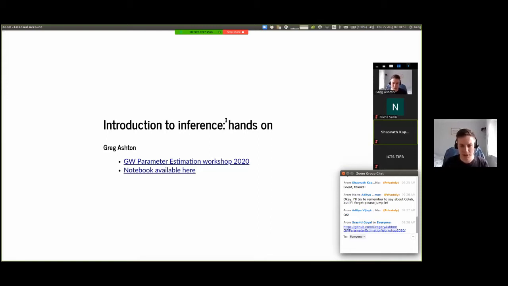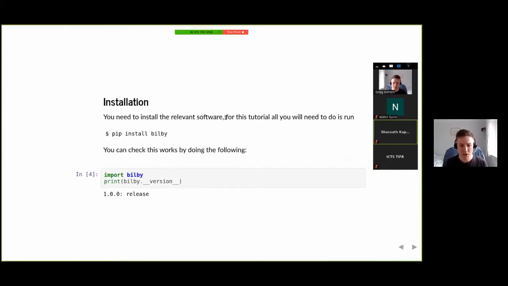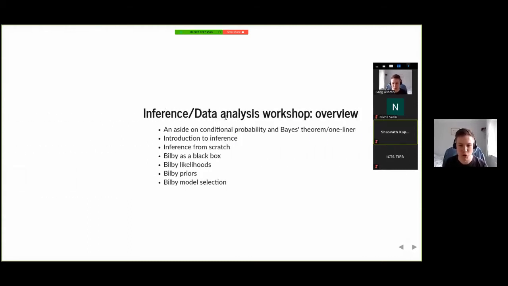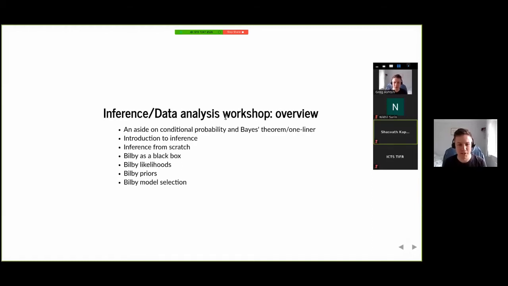Okay, so let's go through this. This is just installation. You don't need to do this. This is just if you're following along in the notebook, but you can do that offline, so don't worry too much.